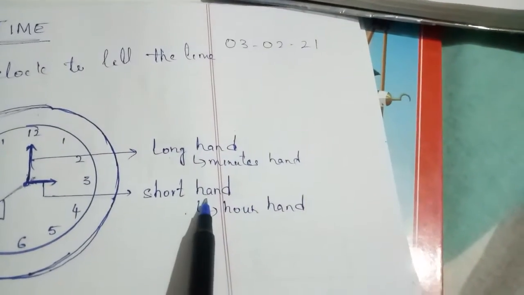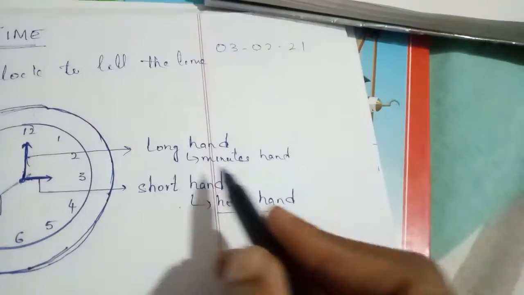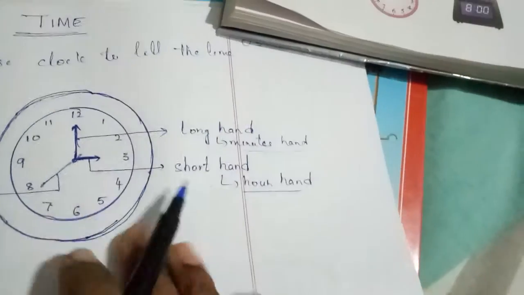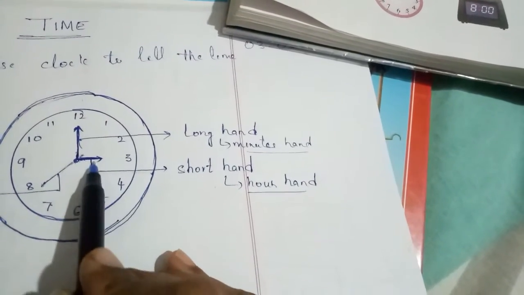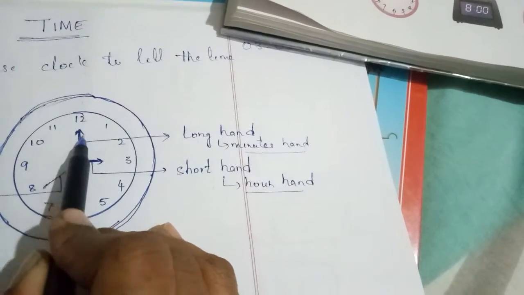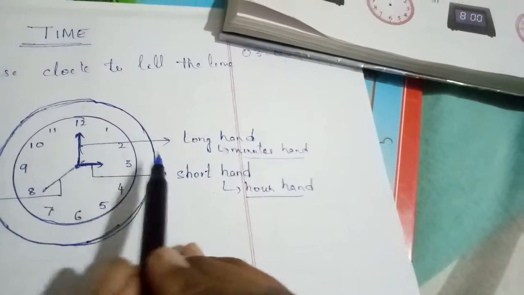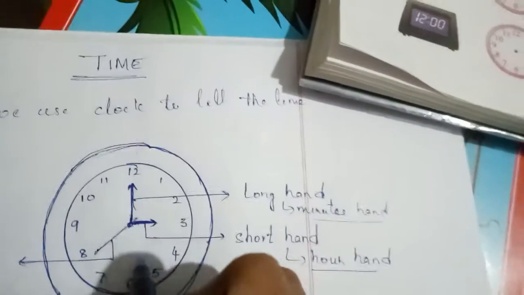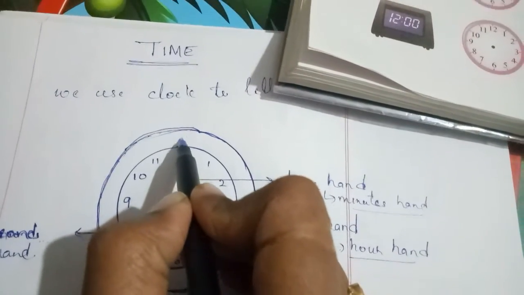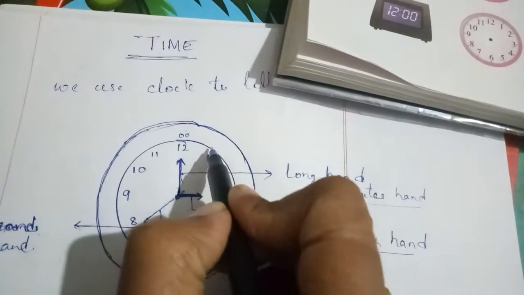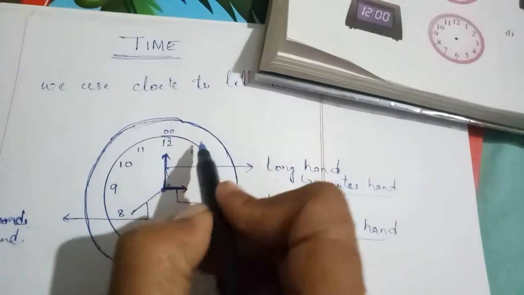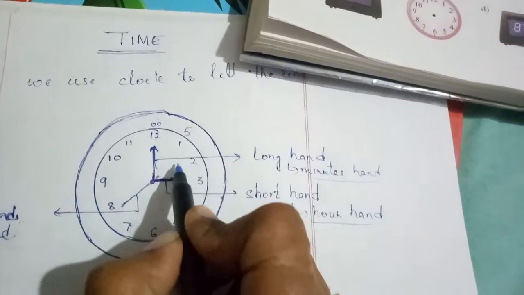Now the short hand tells us the hour and the long hand tells us the minutes. Now you understand. Now this clock is showing what time? The short hand is on 3 and the long hand is on 12. How? I'll explain. Usually if you take the clock, we start from here. We write 00. If the minute hand moves from 12 to 1, we count that as 5 minutes. 5 skip counting.